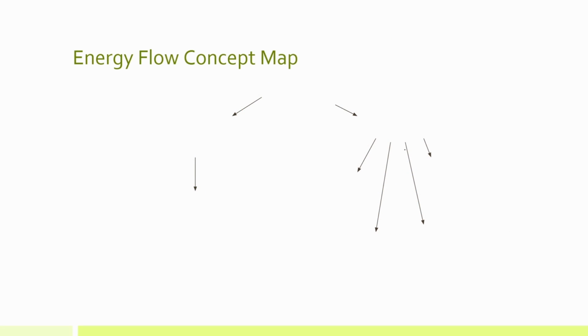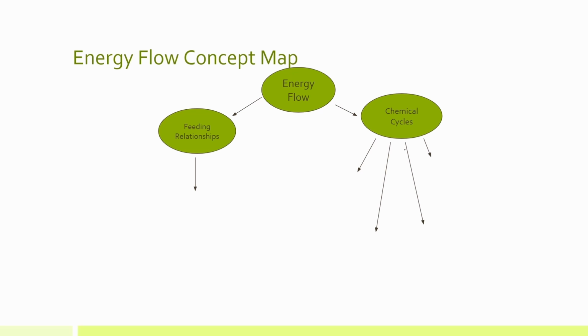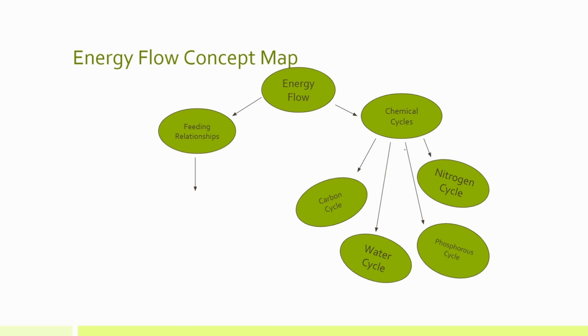So speaking of that terminology, things like trophic levels or cycling in the environment, in order to look at energy flow, we have to consider feeding relationships and chemical cycles. Chemical cycle examples include the carbon cycle, water cycle, phosphorus cycle, and nitrogen cycle. But we'll start first with feeding relationships and look at the trophic levels.